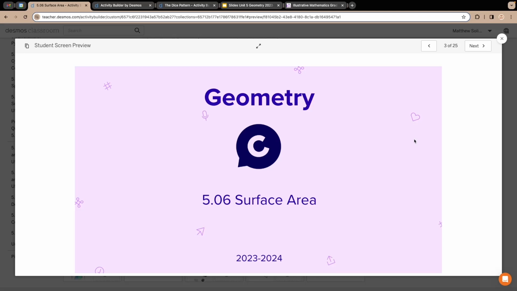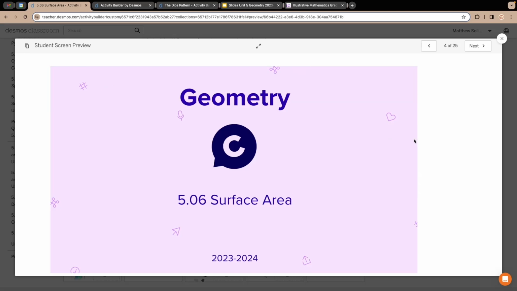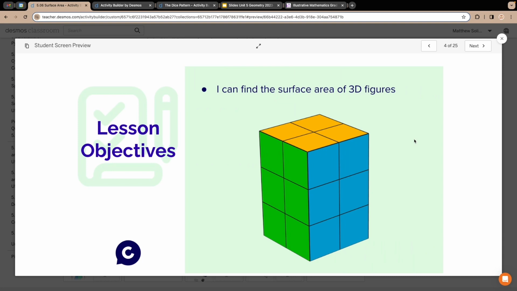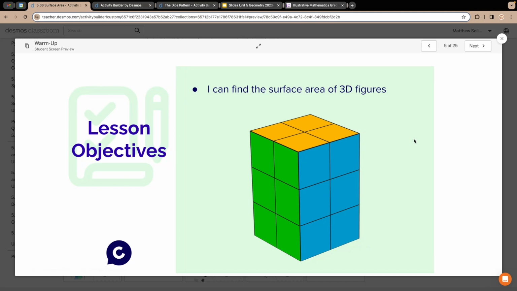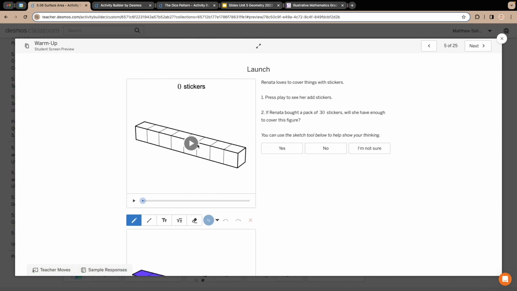Today in class, we talked about the surface area of 3D shapes. Not to be confused with the volume, surface area is the area of all the faces. So let's think if we were going to cover a figure with some stickers, right? We're not filling it, we're covering it.